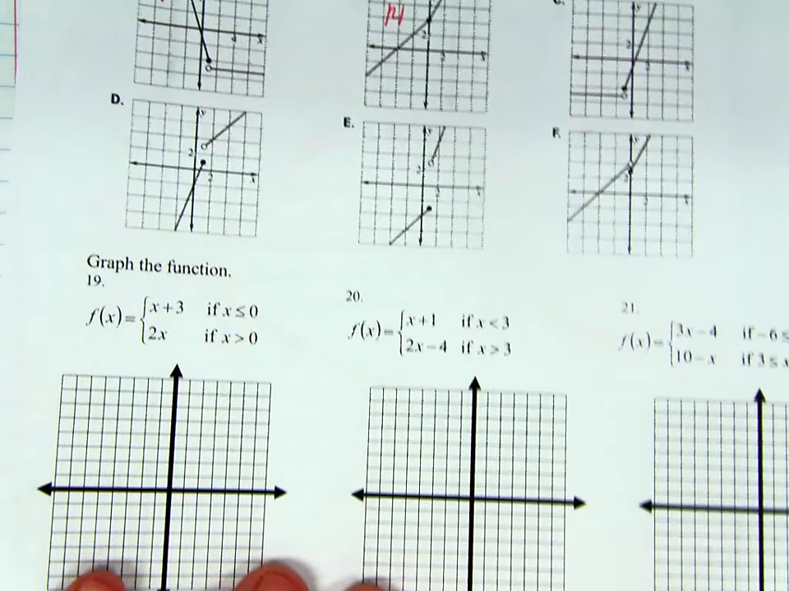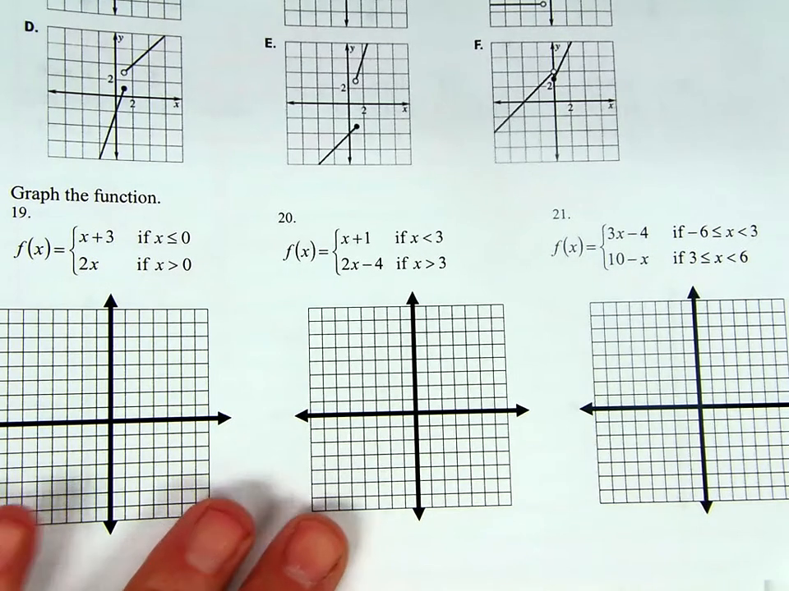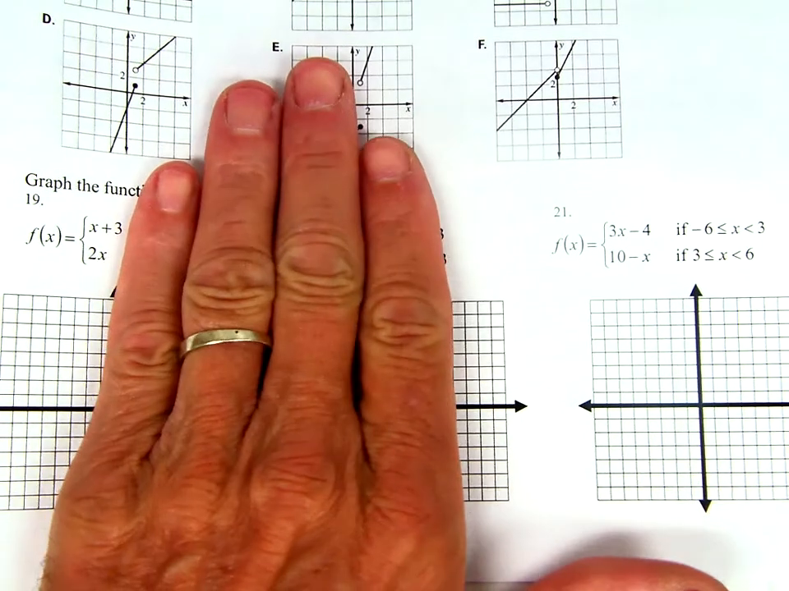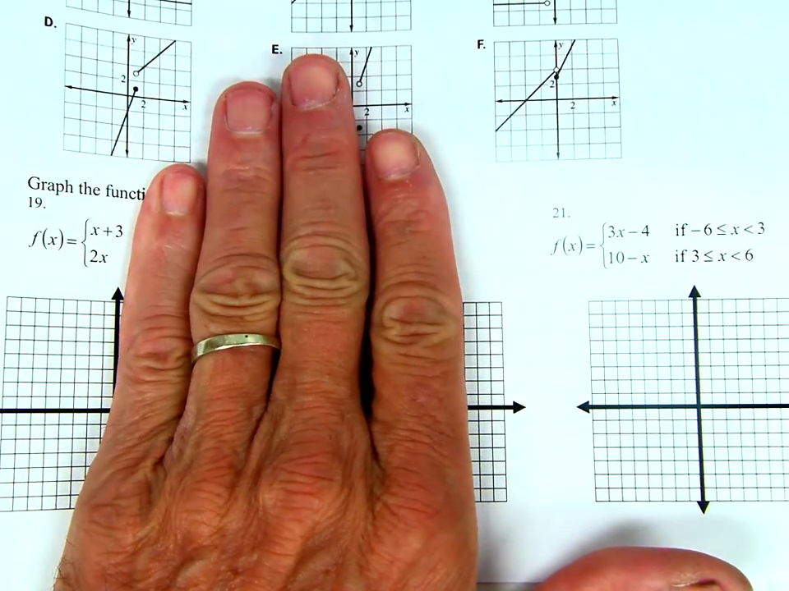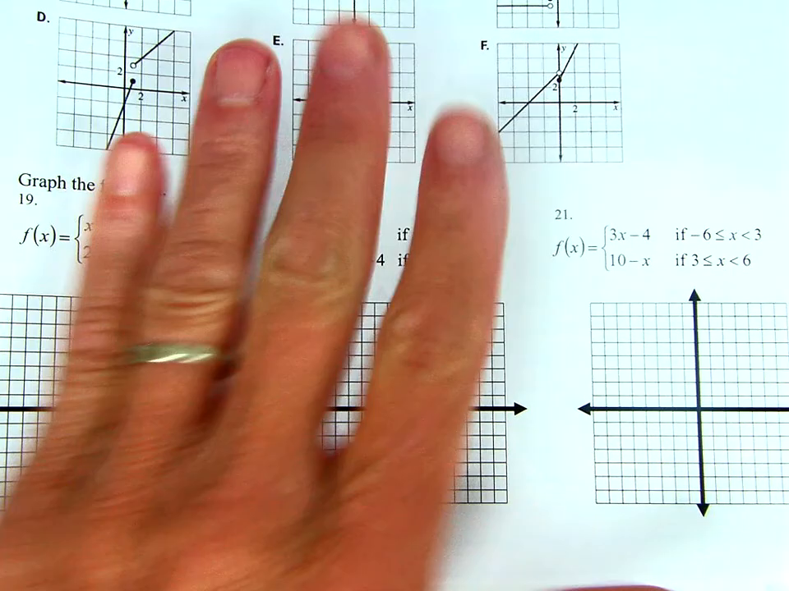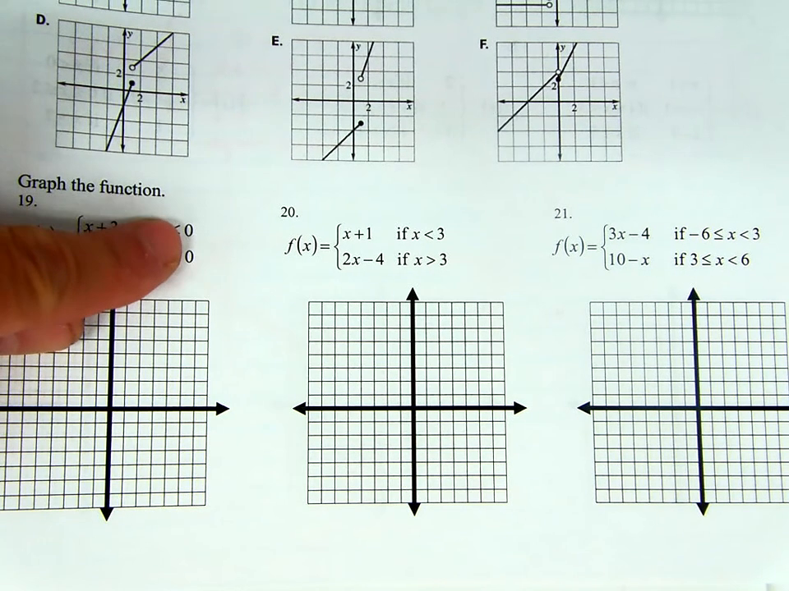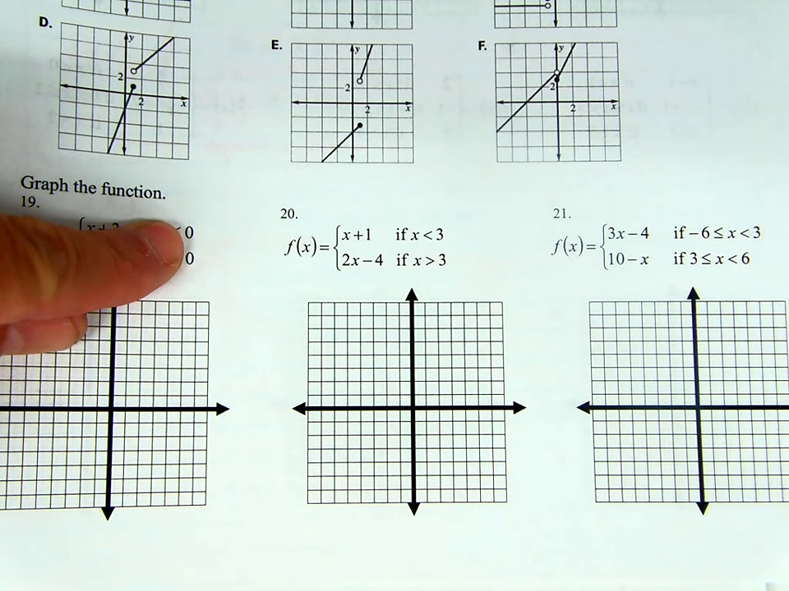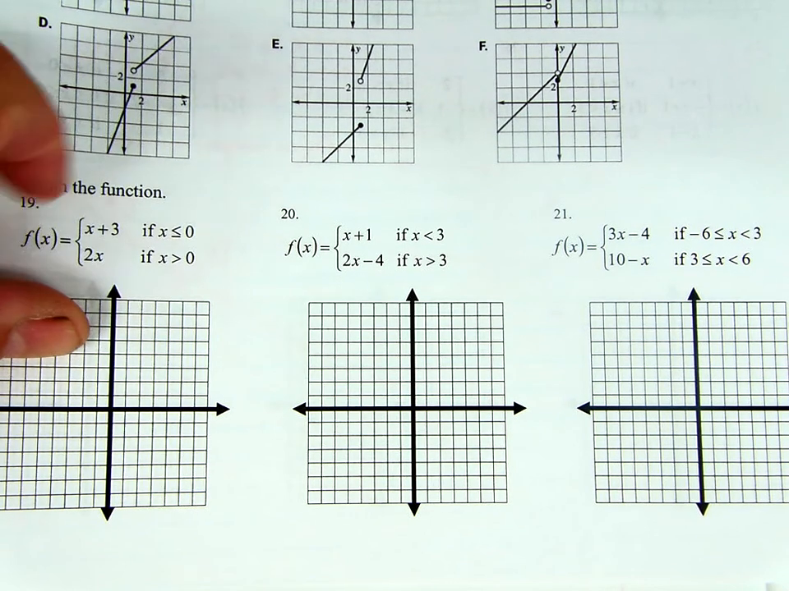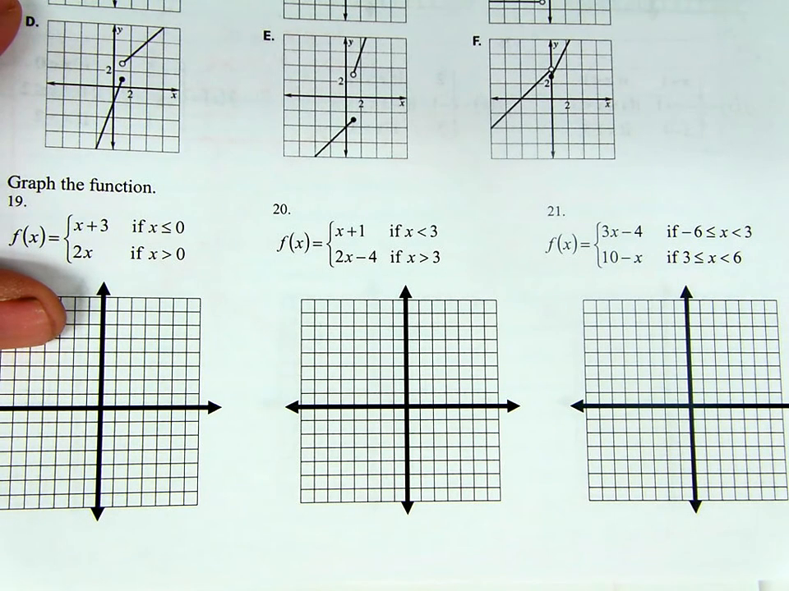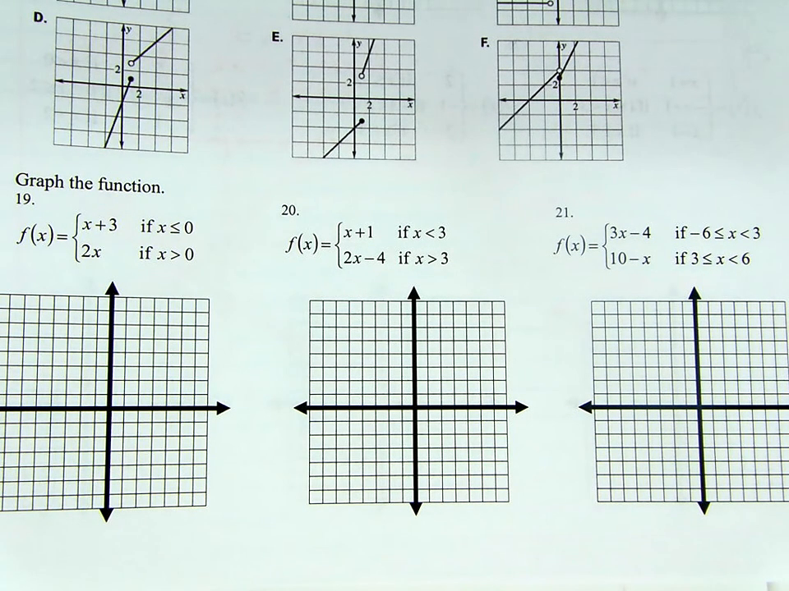Okay, and finally, 19 through 21. Graph the function. Here's what I would do. I'd forget about the restriction part first, and just graph the two lines. Then I'd go back and I would look to see, all right, where is it that I'm supposed to split them up? Where does one stop and the other start? And I would erase the part that doesn't belong for each line.